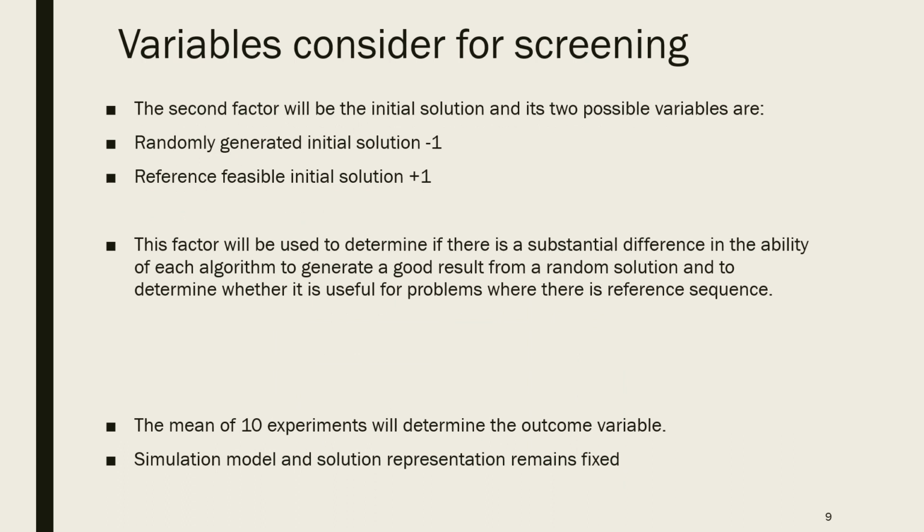For this reason, the interaction between dummy variables is crucial for this experiment. The second factor will be the initial solution, or seed, and its two possible levels are randomly generated initial solution, -1, and reference feasible initial solution, +1. This factor will be used to determine if there is a substantial difference in the ability of each algorithm to generate a good result, either from a random initial solution or a reference initial solution. The mean of 10 experiments will determine the outcome variable, and the simulation model and solution representation remain fixed.